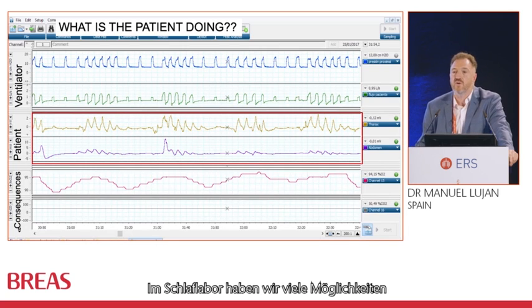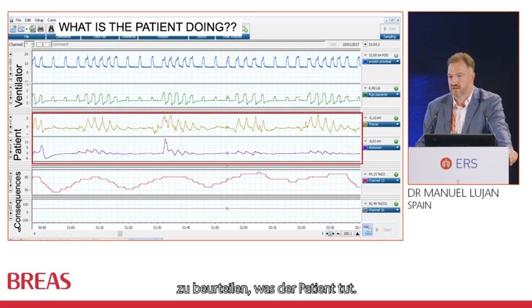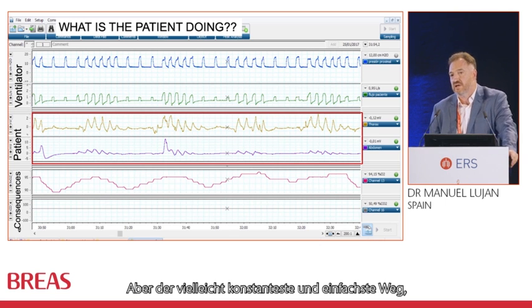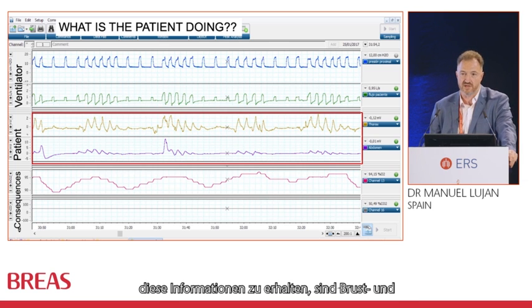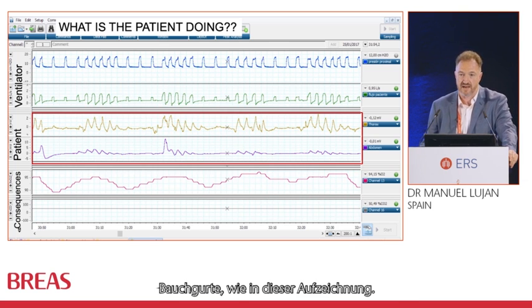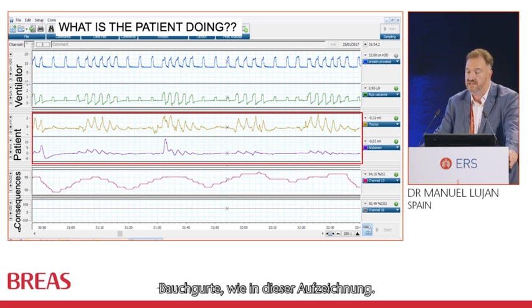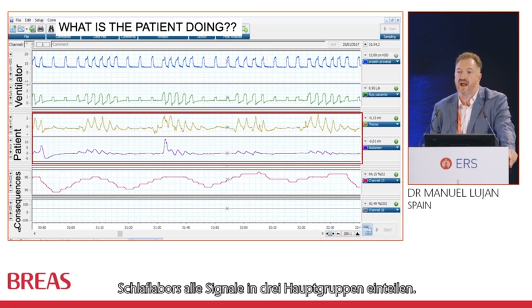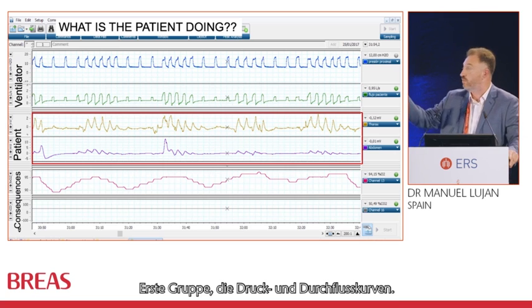In the sleep lab, we have a lot of possibilities to assess what the patient is doing, for example with parasternal EMG or esophageal pressure, but perhaps the most stable and easiest way to get this information is with thoracic and abdominal belts, like in this tracing. In this tracing of the sleep lab, we are able to classify all the signals in three main groups. First group, the pressure and flow curves.